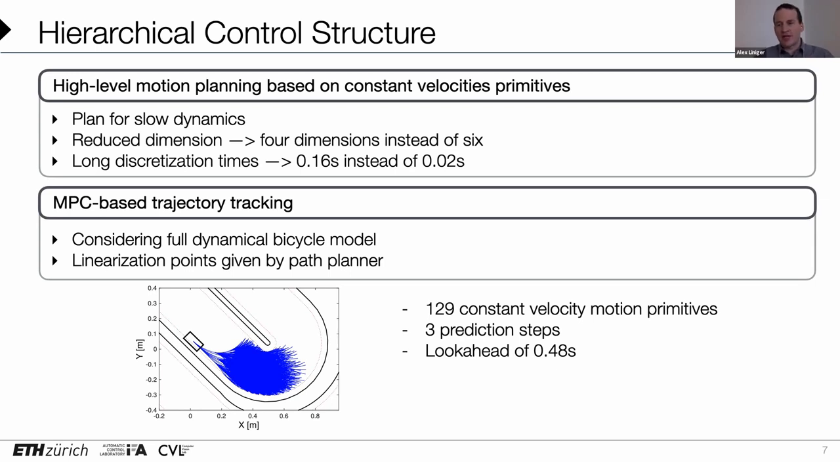We remove all the trajectories which leave the track, and what we end up with is the set of trajectories I showed you here. Out of these, we then pick the one which maximizes the progress. You can still remember from the ingredients slide, which would be this red trajectory. And then, given this red trajectory, we use a model predictive controller with the full dynamic bicycle model to track this path. And this allows us to plan in the slow dynamics, and then the fast dynamics is taken care of by the MPC.